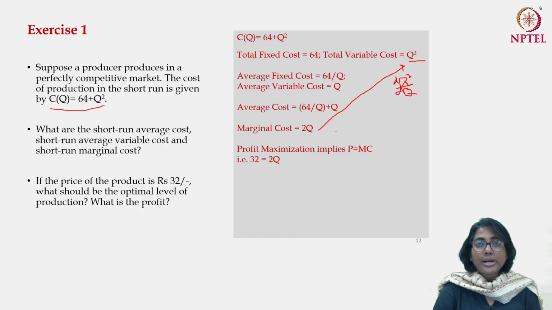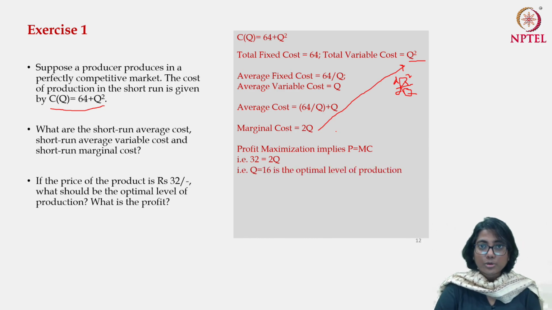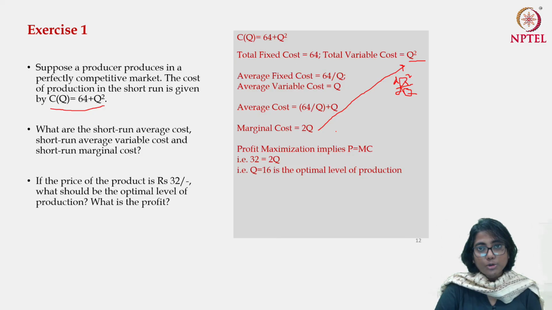And here if it equates the marginal cost with 32, it should produce Q equal to 16. So Q equal to 16 gives the optimum level of output, because 32 should be equated with 2Q. So 16 is the optimum level of production. So what is the price and quantity solution for this particular producer in the market? The price is 32 given by the market, and the quantity it produces is 16.